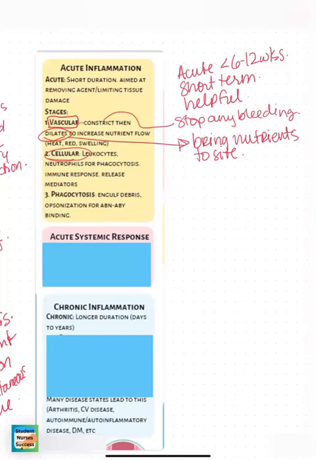It also, you'll see the release of those mediators: histamine, cytokines, platelet activating factor, and the plasma proteins. However, if this is not needed, then they just go away. So these may not always be needed, but we're going to send them there just in case. The third step is phagocytosis, and that's where the neutrophils actually engulf any infection or debris.